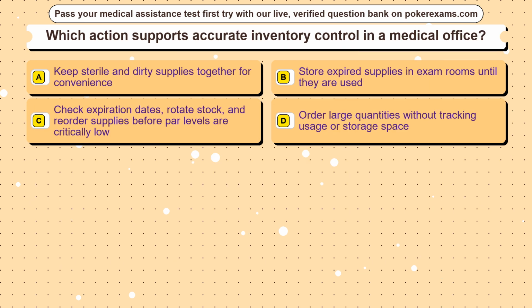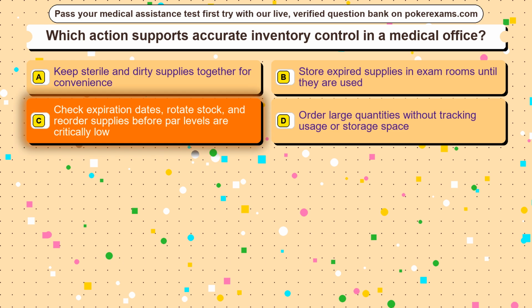Question 35. Which action supports accurate inventory control in a medical office? Option A. Keep sterile and dirty supplies together for convenience. Option B. Store expired supplies in exam rooms until they are used. Option C. Check expiration dates, rotate stock, and reorder supplies before par levels are critically low. Option D. Order large quantities without tracking usage or storage space. The correct answer is option C.